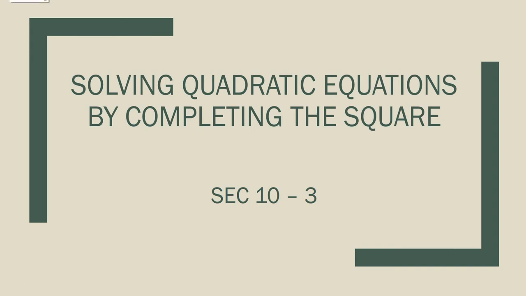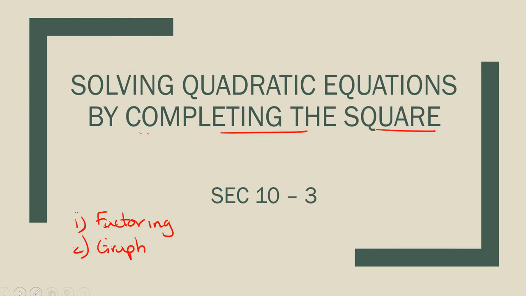Section 10.3 is solving quadratic equations by completing the square. So far we've learned a couple of ways to solve a quadratic equation. The first thing we did was we factored to solve a quadratic equation. So we've used factoring. And the second thing we did was to graph. So now we're going to use a new method called completing the square.